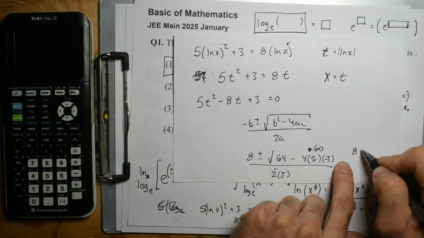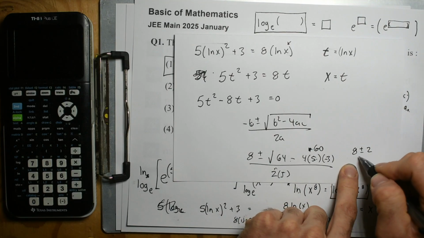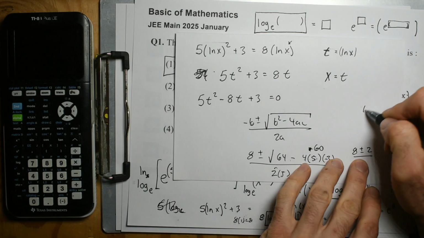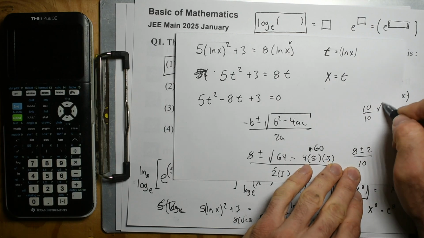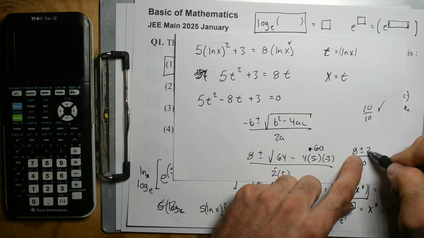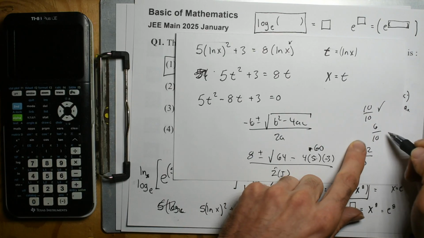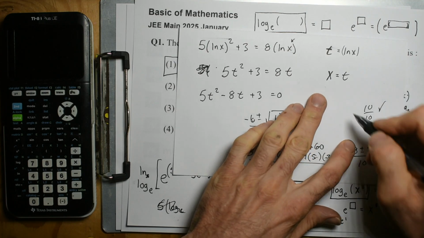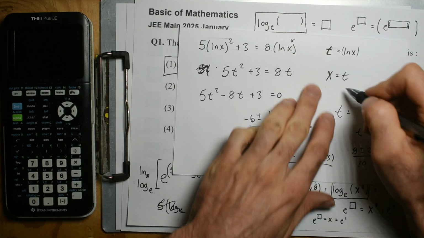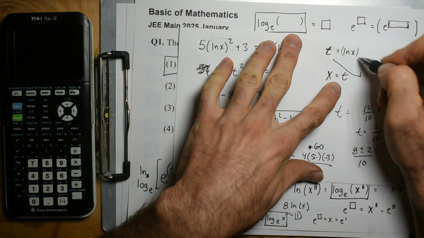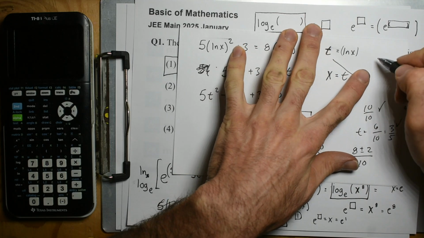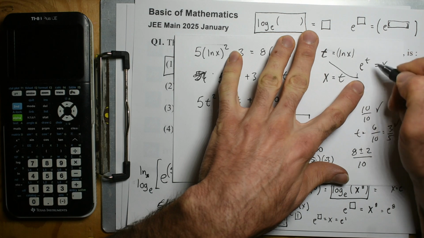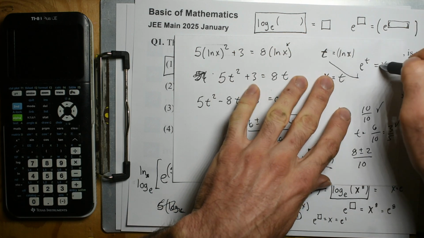So we have 8 plus or minus 2 divided by 10, which is going to be 10 divided by 10. Cool, check. And then 8 minus 2 is 6 divided by 10, which is 3/5. Check. So those are our two answers. That was solving for t, and then we have to sub it back into this equation. Just know that this equation is x is equal to e to the t. That's how you go from those to those.